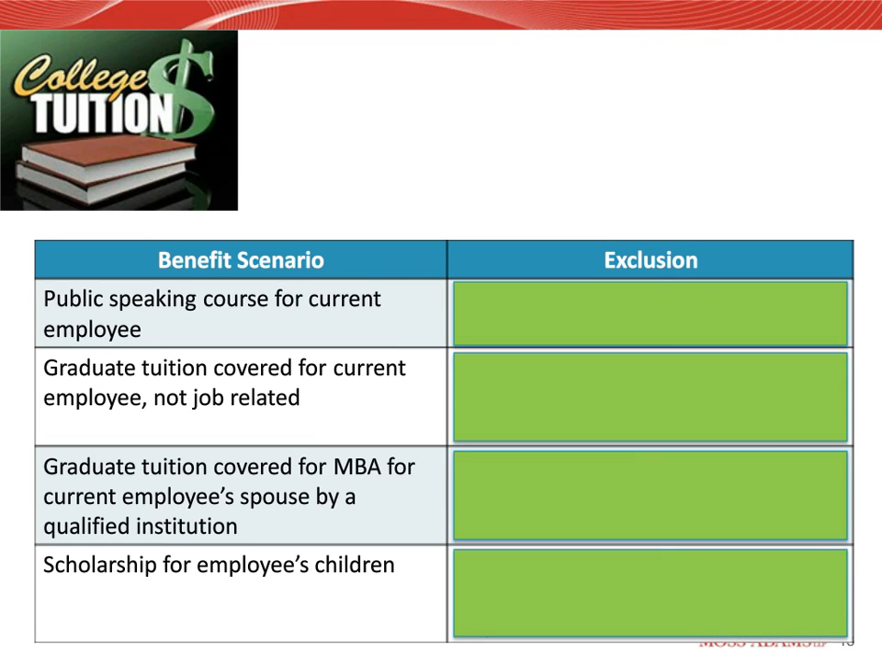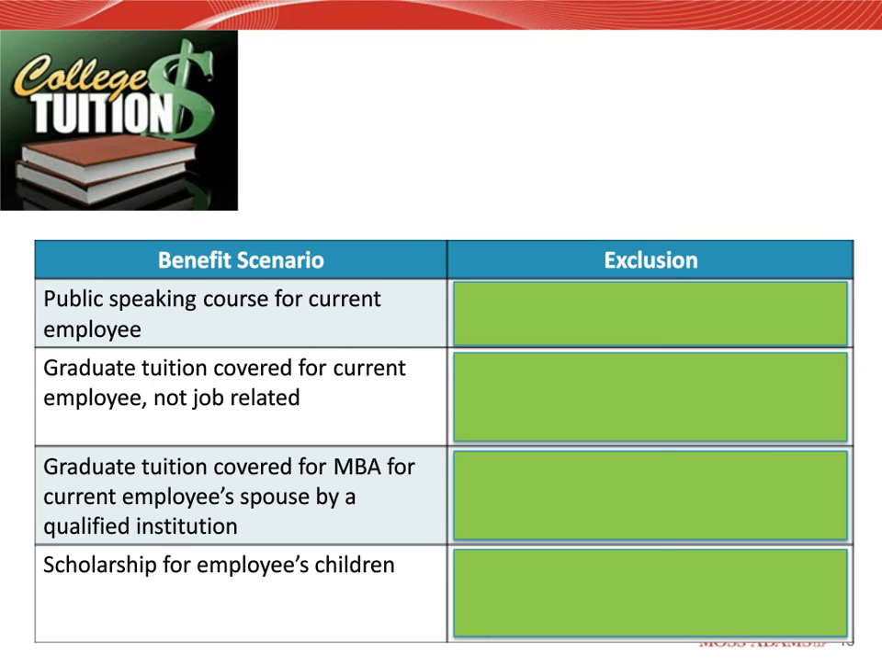The first one is a public speaking course for a current employee. Someone comes into your office, you are the HR, payroll person, the accounting department, and says, I have this employee who needs to be doing more public appearances, more teaching. I want to get them into a public speaking course, and they're a current employee. This is going to help them do their job better.